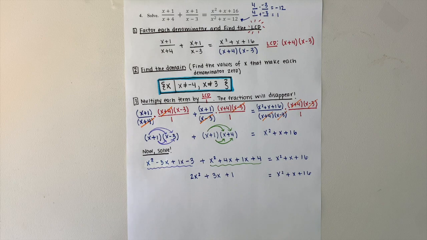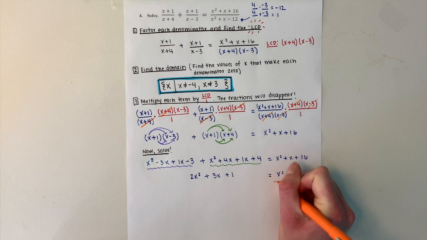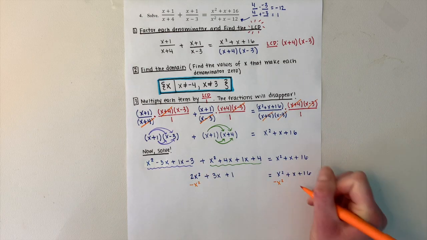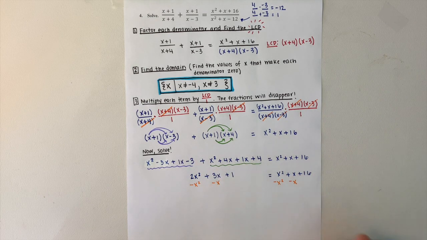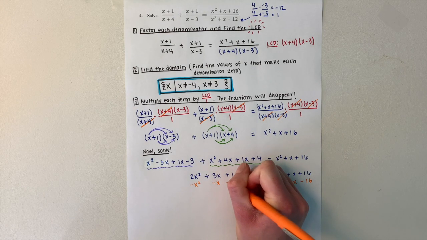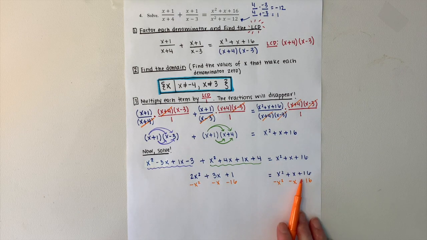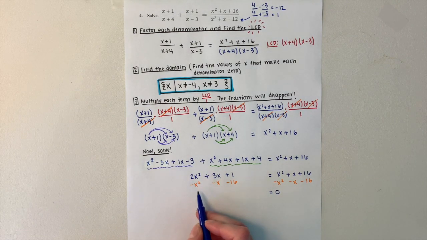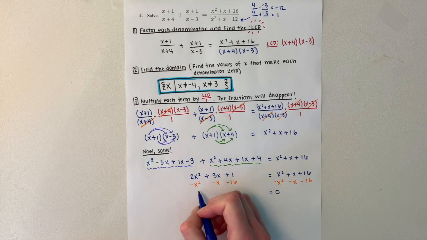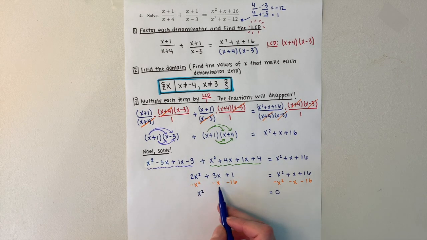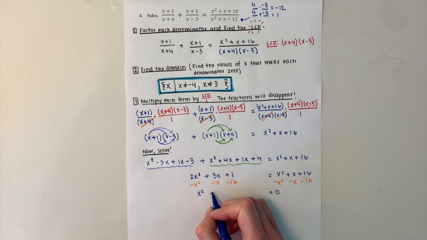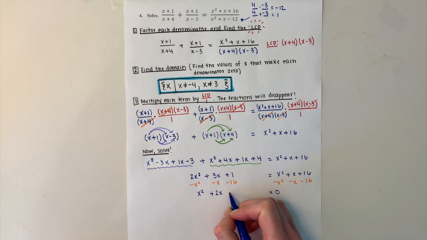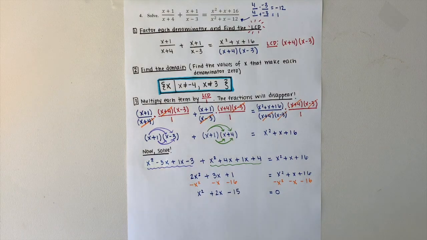Now, to write this in standard form, we want to get 0 on the right. So I'm going to subtract the x squared, and then I'm going to subtract the x, and I'm going to also subtract the 16. Now we've subtracted away everything on the right, and that will leave us with 0 on the right. On the left, 2x squared minus 1x squared will leave us with x squared. 3x minus 1x will give us a positive 2x. And 1 minus 16 will give us -15. So now we've written our equation in standard form.